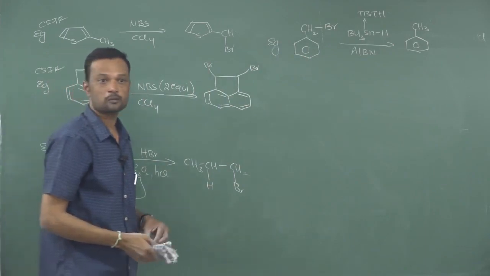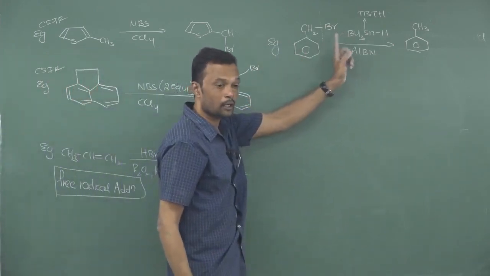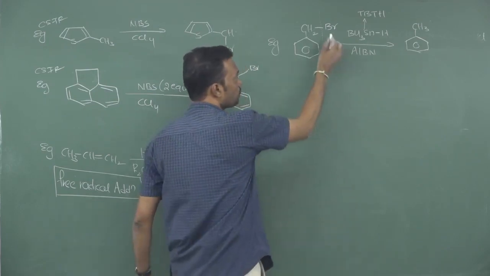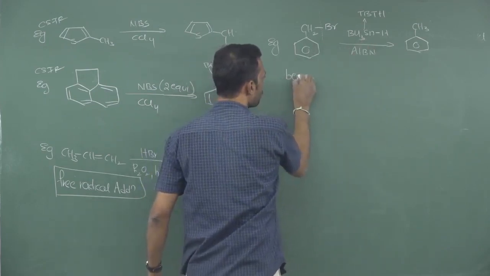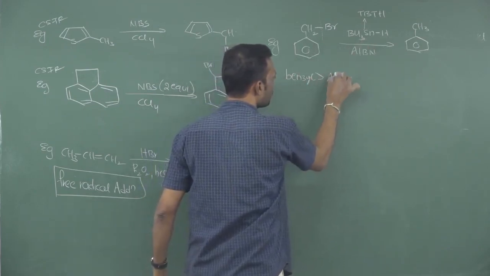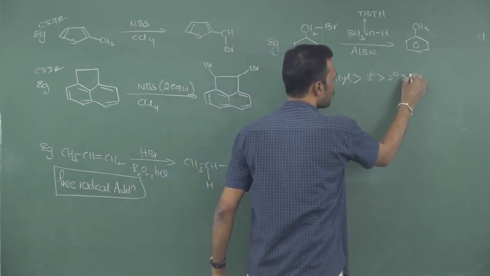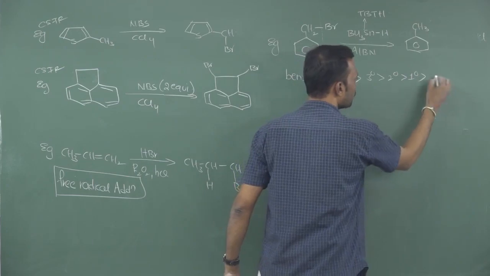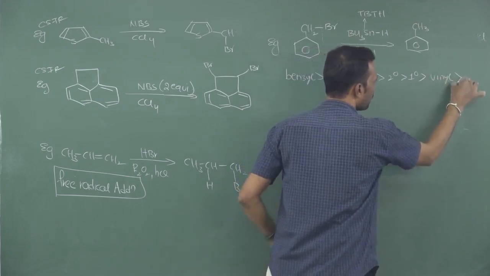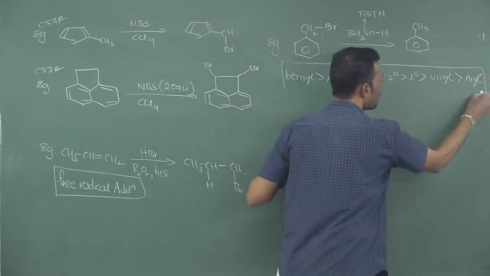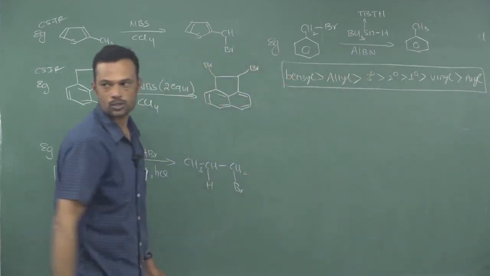The specialty of this reagent is that it can remove halogen from variable places. The order of reactivity for this reagent is: first it gives priority to benzyl, then allyl, then tertiary carbon, secondary carbon, primary carbon, followed by vinyl, and even aryl is possible. This is the reactivity order for TBTH and AIBN for removing halogens.